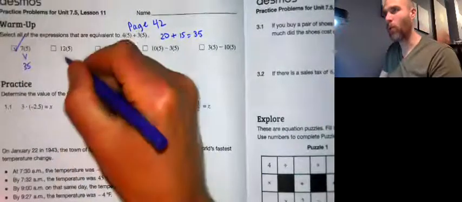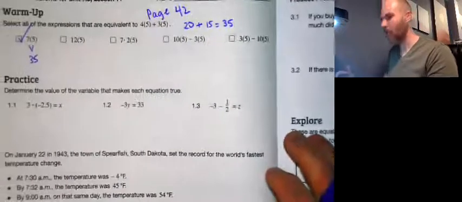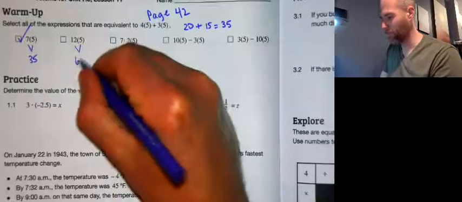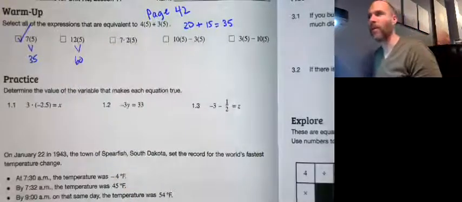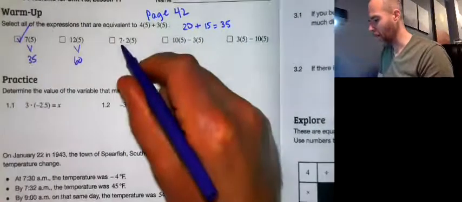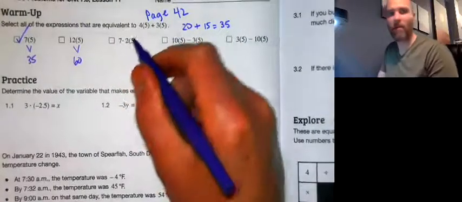This one here says 12 times 5. Let me see if I can zoom in a little bit more. There we go. This one here says 12 times 5. That is 60. So nope, not selecting it. This one here says 7 times 2 times 5.